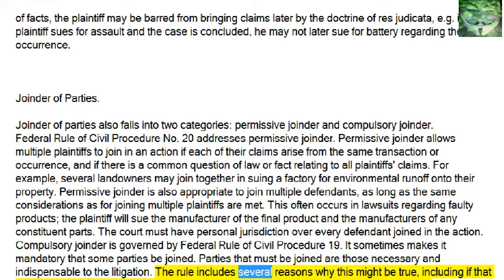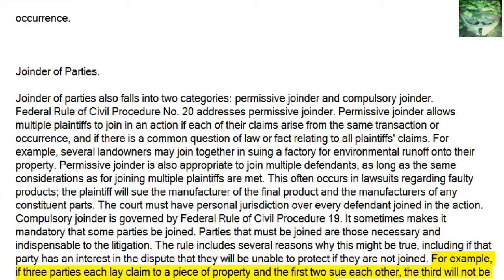The rule includes several reasons why this might be true, including if that party has an interest in the dispute that they will be unable to protect if they are not joined. For example, if three parties each lay claim to a piece of property and the first two sue each other, the third will not be able to protect his alleged interest in the property if he is not joined.